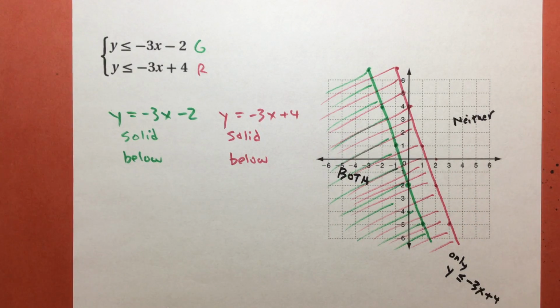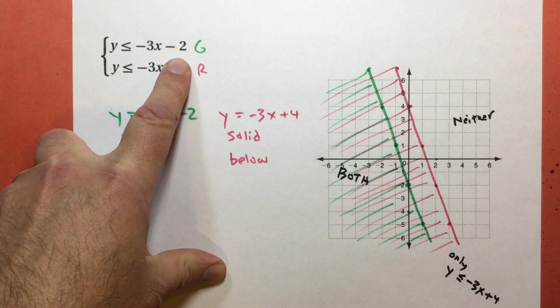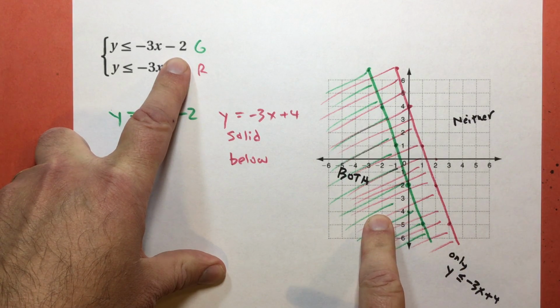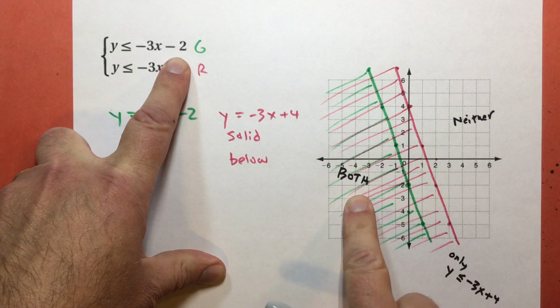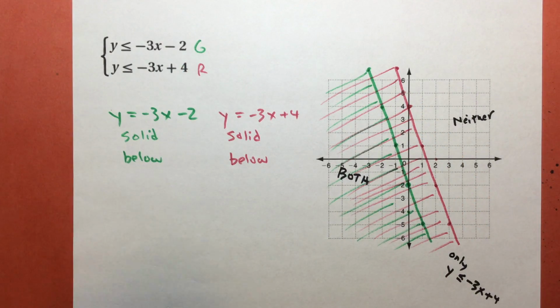So one of the cool things about this is that if I say what's the solution to this system, the solution to the system is just wherever the green stuff is. Because everywhere where it's both is just green. The red is in that area where it's both. The red has some extra stuff, but the green area just takes care of the entire system.